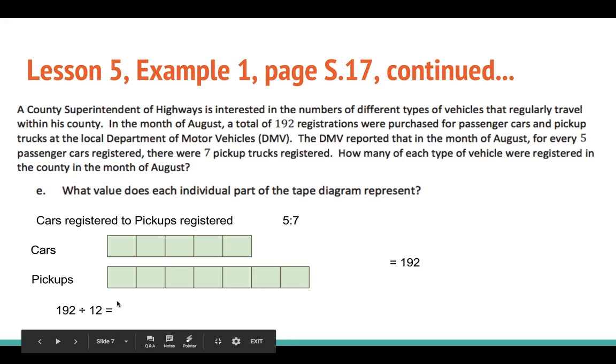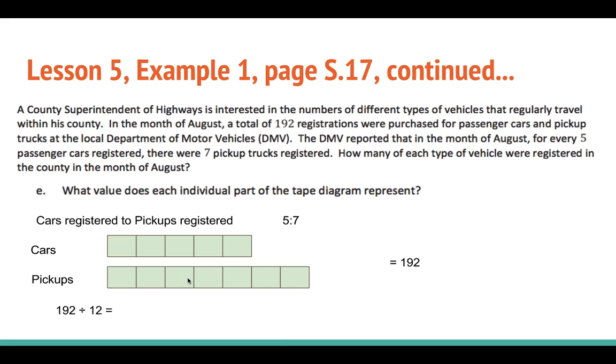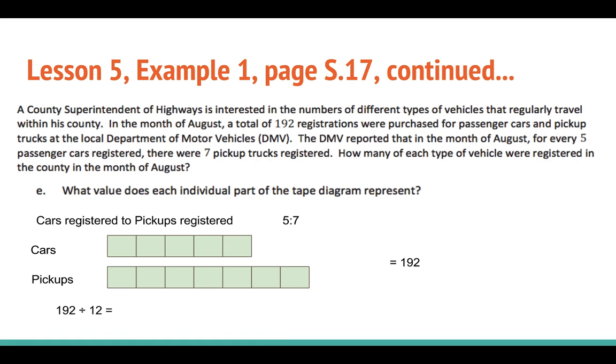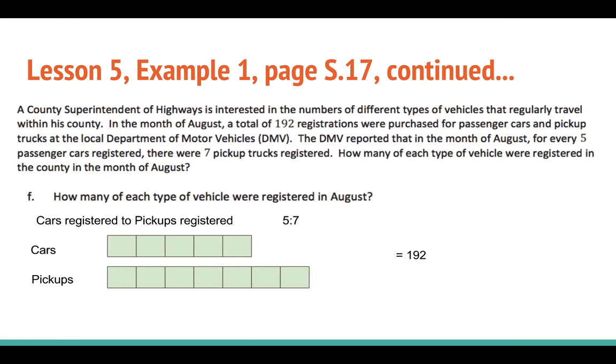So the way we will find out how much each of these boxes represents is 192 divided by 12. You can calculate this. If you want to figure this out for yourself, you can pause this. Otherwise, that means each box represents 16 vehicles. Now we want to know how many of each type of vehicle were registered in August.